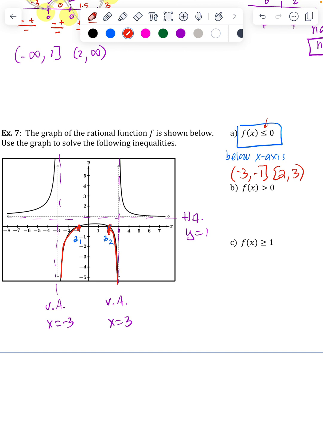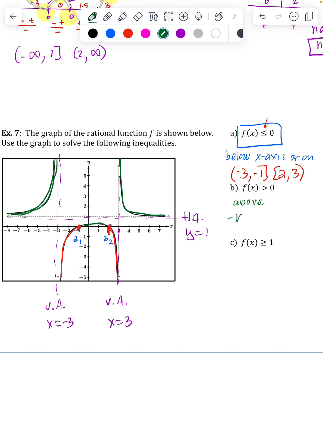What about where f of x is greater than 0? So this has to be above. And actually, I should have written, just for the sake of having good notes, below the x-axis or on it. Whereas now you have to strictly be above. So above is this piece, and this little piece.